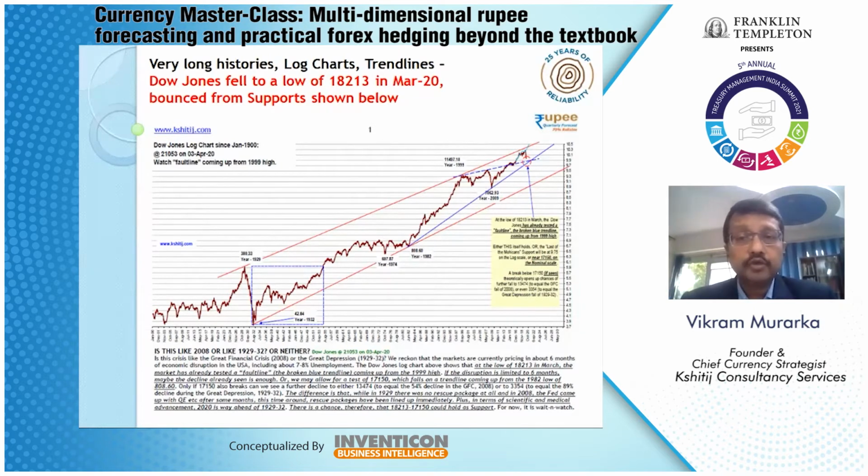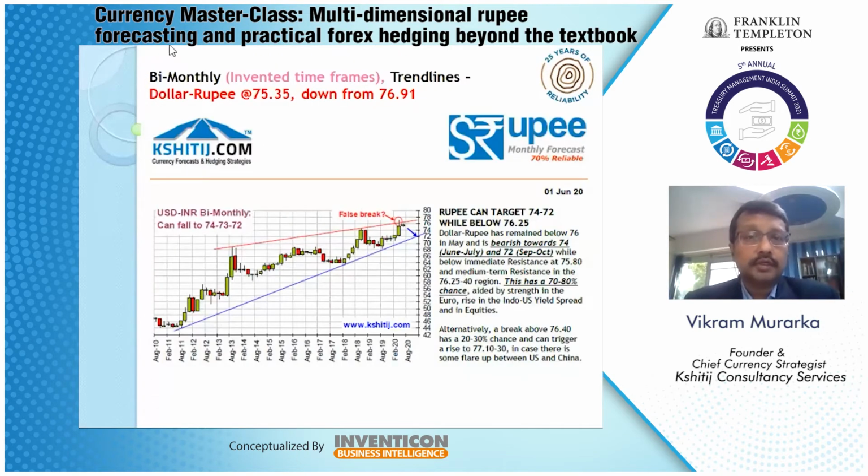Okay, I'd now like to bring you to something that we use quite often, invented time frames. This is a bi-monthly chart that we've actually invented. So bi-monthly is a 2-month chart between a monthly and a quarterly chart, and we're using very large time frames, instead of just dailies or weeklies. So large time frames, a bi-monthly chart that we've invented, along with trend lines.